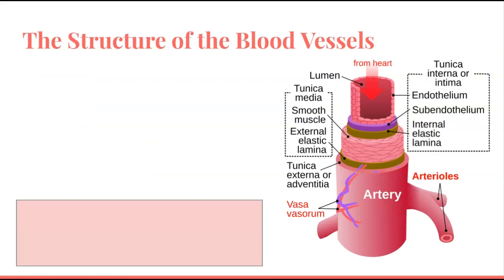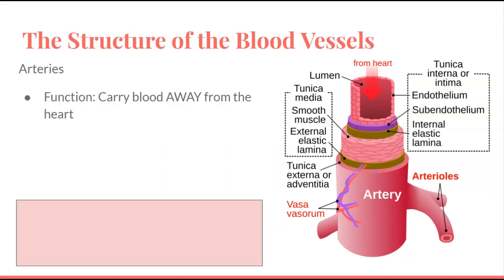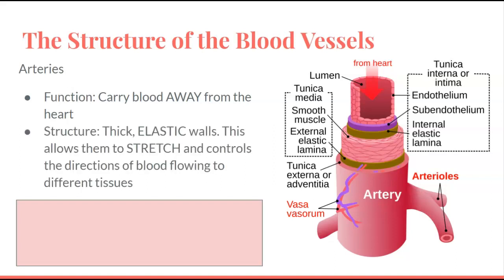So in your notes, we're going to start at arteries. Arteries are really big vessels, and they carry blood away from the heart. Away, artery, away. You need to know that the role of arteries is to take blood away from your heart. Now, the other important part is you need to know what the structure would look like. You have a variety of different pictures in your notes to look at, but essentially if you were to look at an artery, it's a very thick vessel because the walls are made out of elastic, and their job is to stretch to control the flow of blood to all the different tissues.